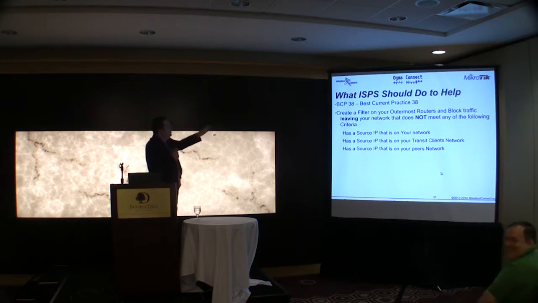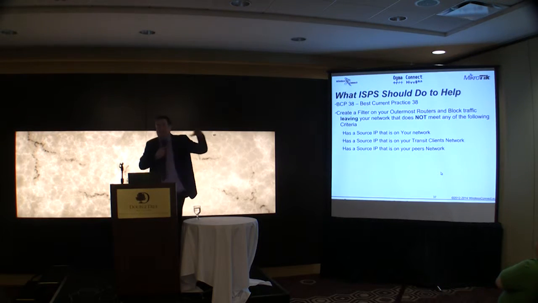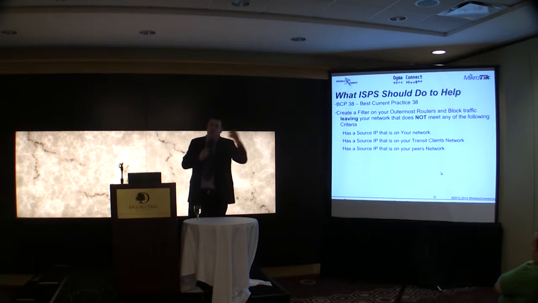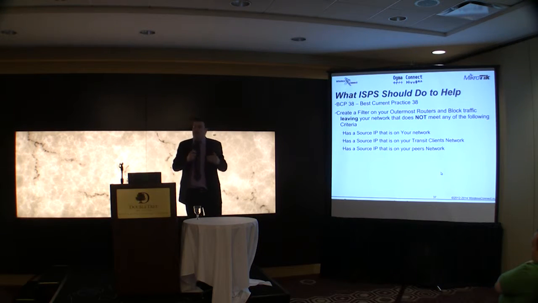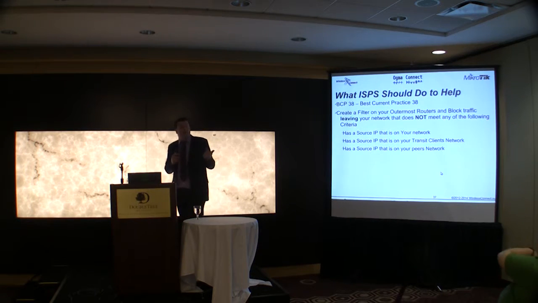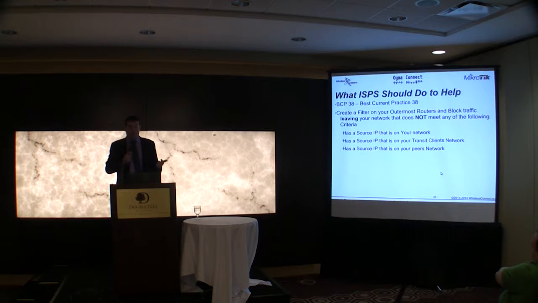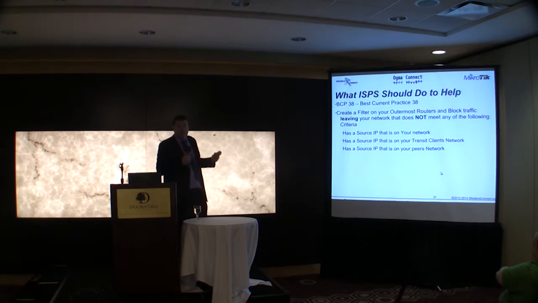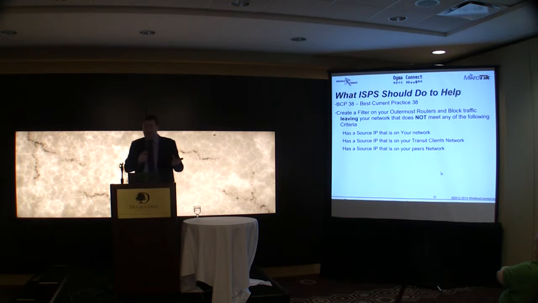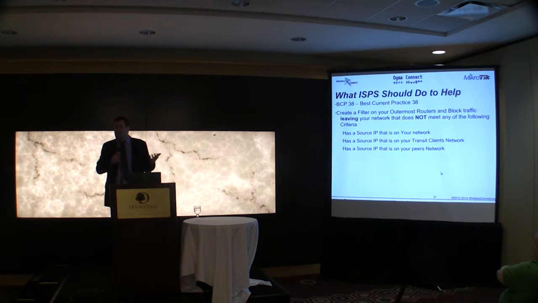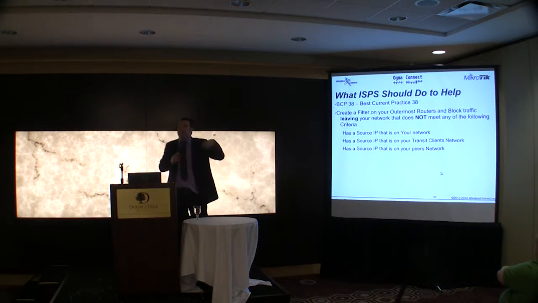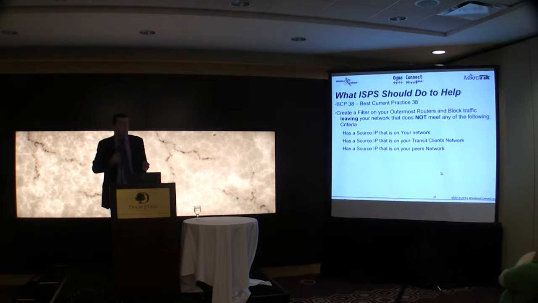Now, what can ISPs do to help? BCP 38, again, back to the best current practice. You check all the traffic exiting your network against the following rules. You simply say, is the source IP part of my allocation? Simple question. Is it part of my transit client's network? And is it an IP of one of my peers? If the answer is yes to any one of them, you pass the traffic. If it's not, you log it.